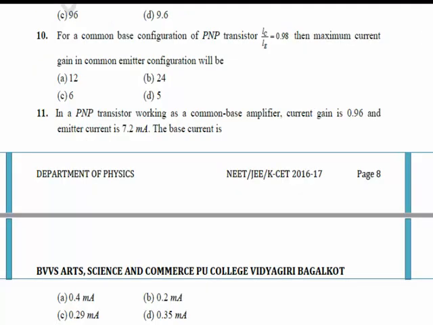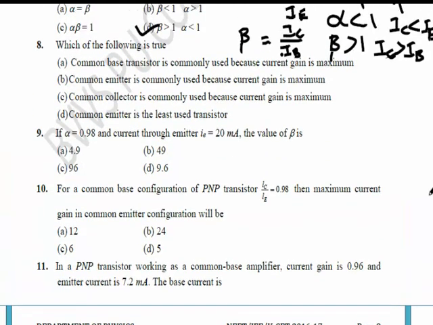I will move to question 8. Which of the following is true? Common base transistor is commonly used for maximum current gain. Common emitter is commonly used for maximum current gain. Common collector is commonly used for maximum current gain. Common emitter is the least used transistor. See here, we have to remember this statement: always CE mode is preferred as the best mode.